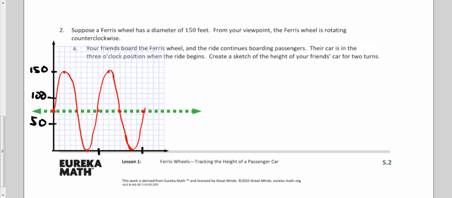Same. They're the same. Okay, how about this line? To 100, right? So this goes up 25. These go up 50. Otherwise, it's going to look exactly the same, right? What if this goes down? What if the Ferris wheel has only got a diameter of 100 feet?